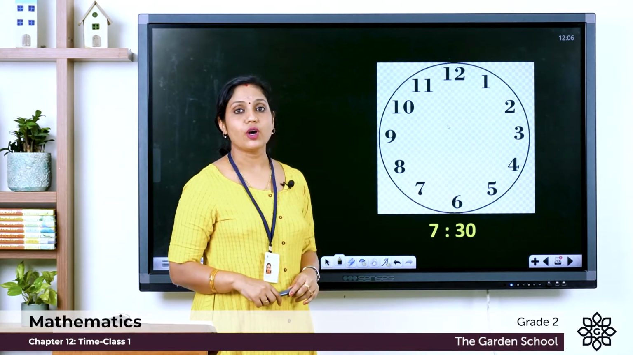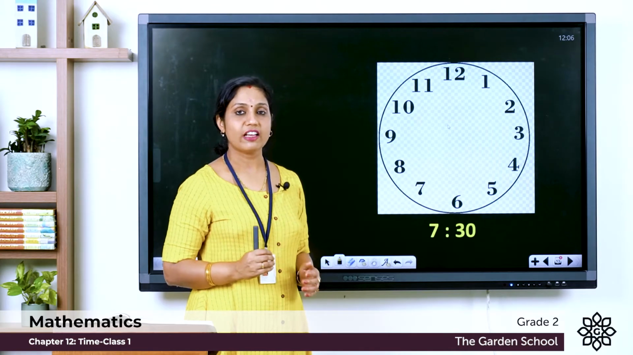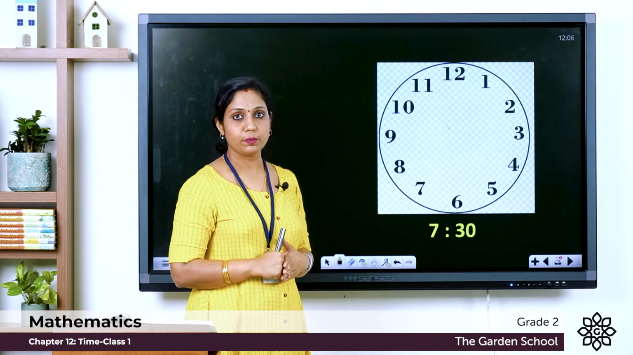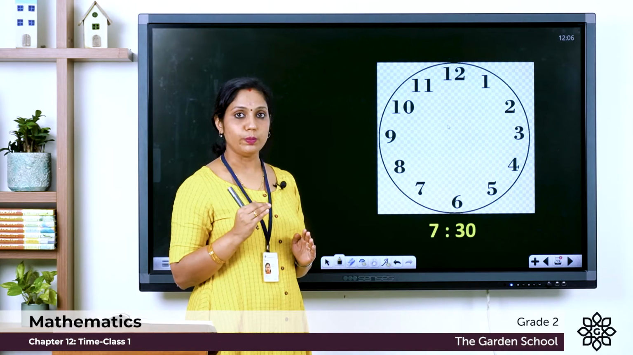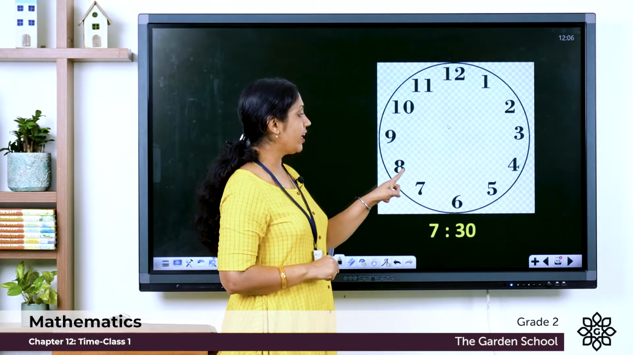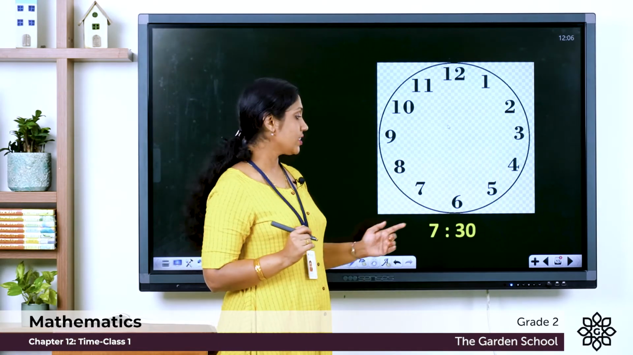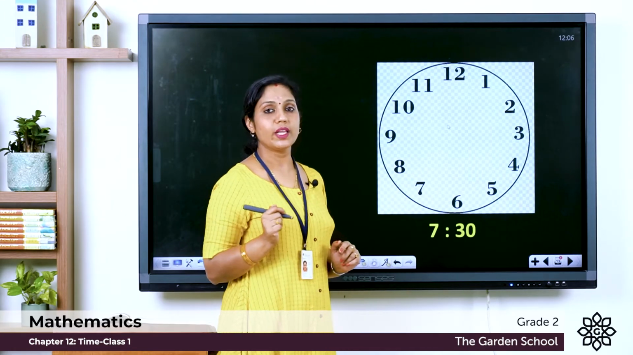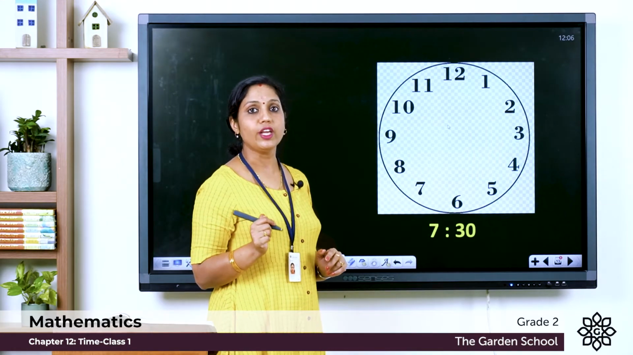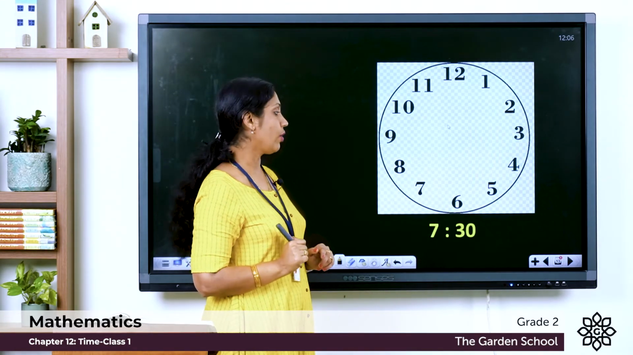Here we have to draw 7:30. If it is 7:30, where should the hour hand be placed? The hour hand should be in between 7 and 8. And where should the minutes hand be? The minutes hand should be on 6. So let's start drawing it.